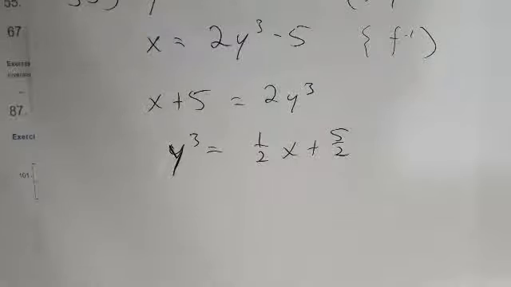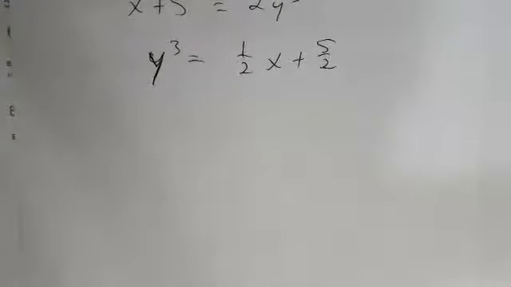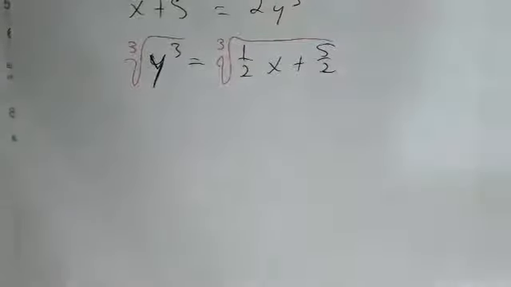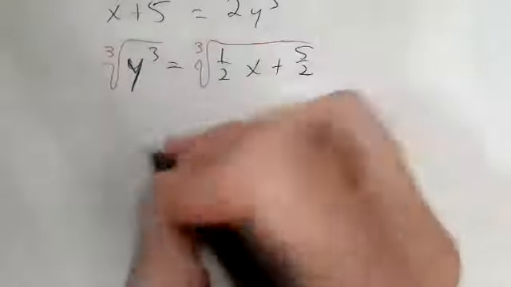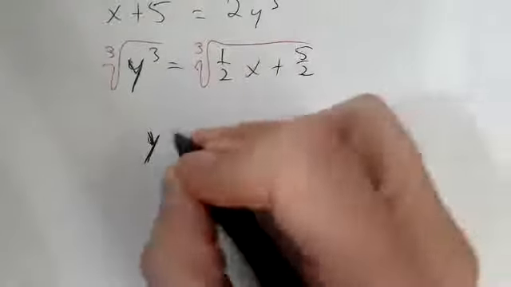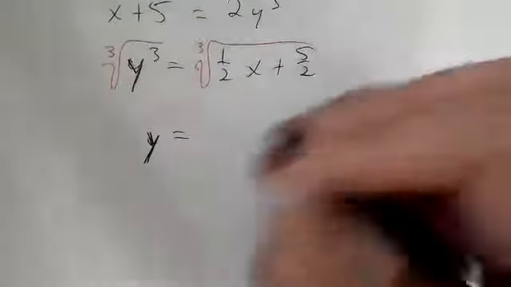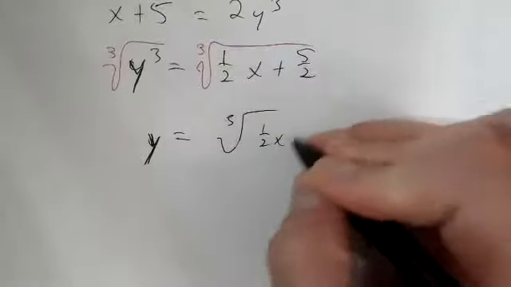We got a y cubed. How do I do this? I don't know if we did anything like this before. This might be new. Cube root? We got to do a cube root. We've done things with square roots, but we got to take a cube root of both sides. If we take a cube root of y cubed, that will give us a single y. And now we have the cube root of 1/2 x plus 5/2.